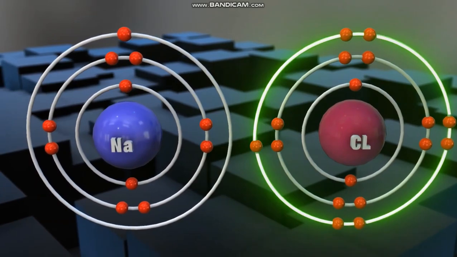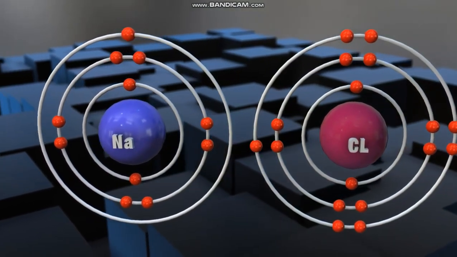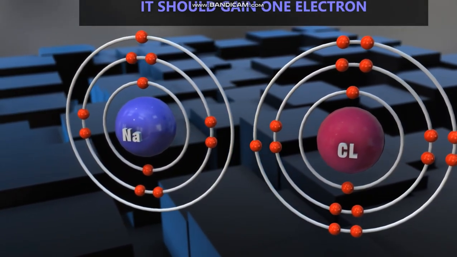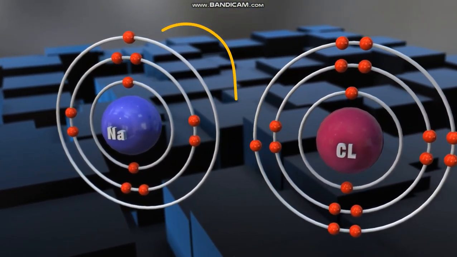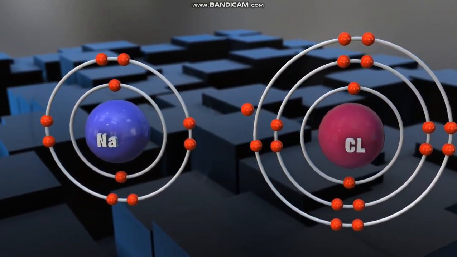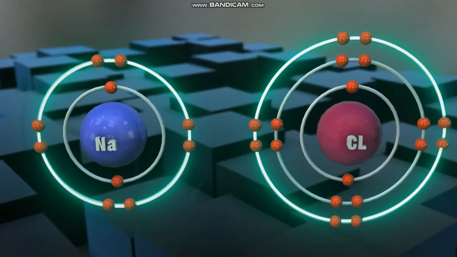Now sodium atom will lose 1 electron. Sodium is metal. Metallic atom will lose 1 electron and chlorine atom will gain 1 electron. See the transfer of electron from sodium to chlorine.